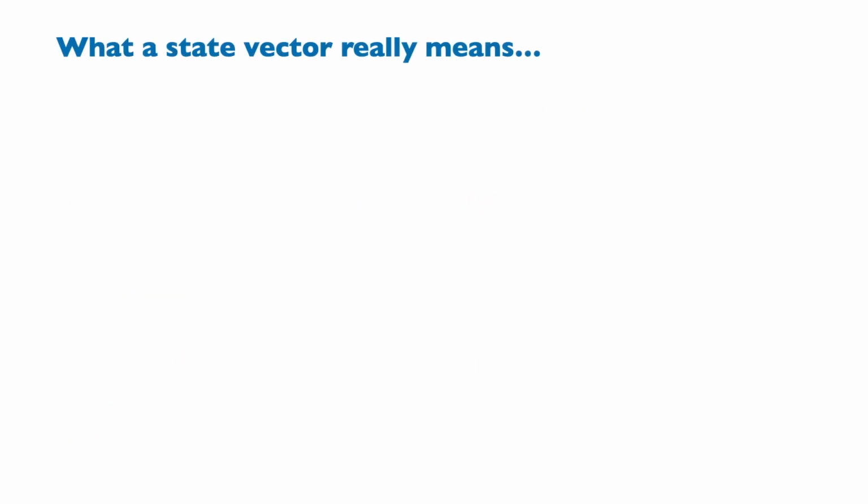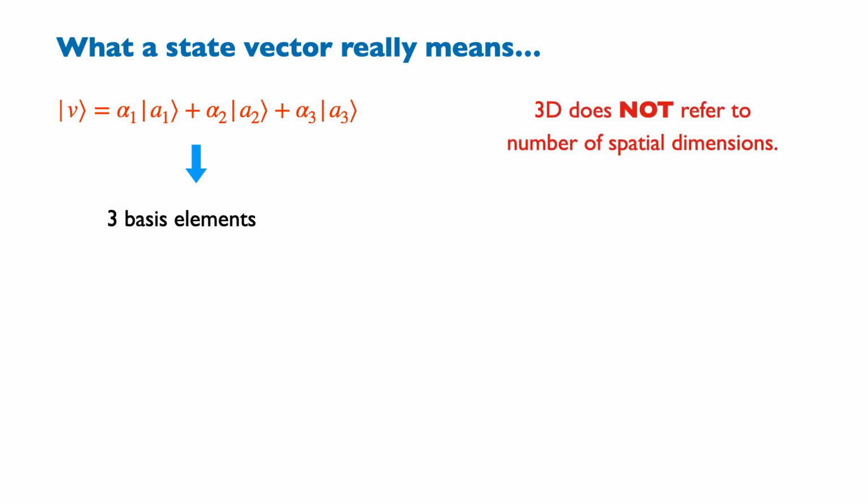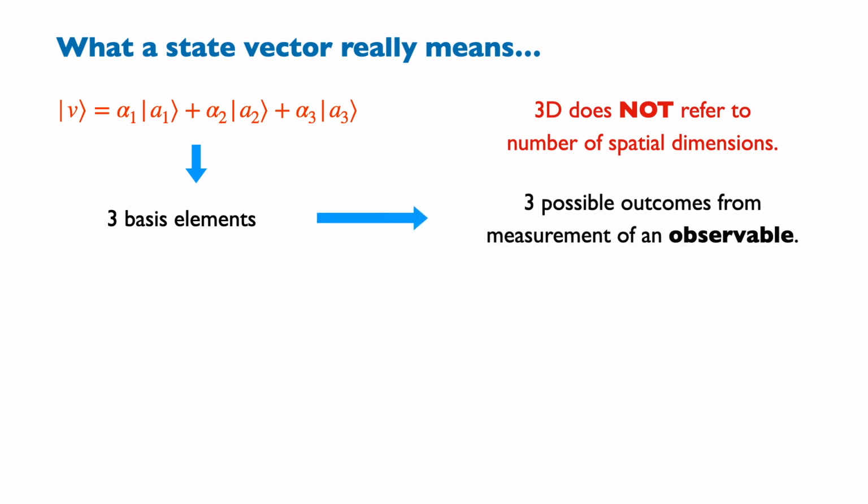Now is the time to explain what state vectors really mean. Let's work with the example of a 3D quantum system. 3D means that the states of the system can all be represented by the linear combinations of three basis elements. 3D here does not refer to the number of spatial dimensions, but rather is the maximum number of possible outcomes one can get from the measurement of some observable of the system.